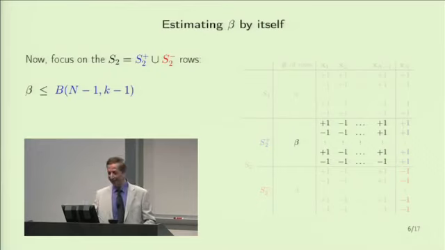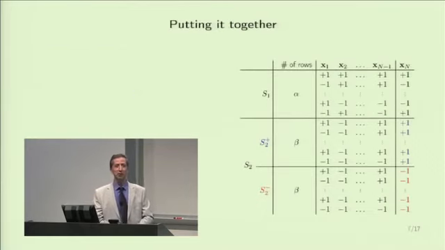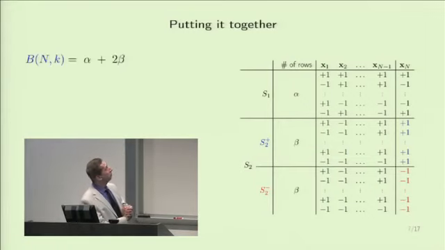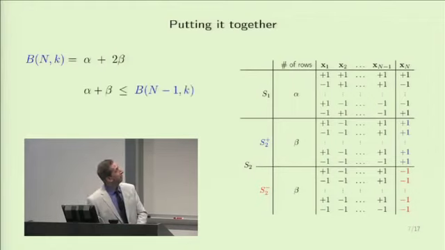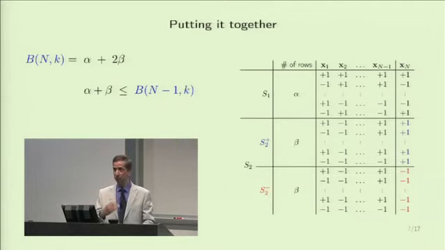Now we pull the rabbit out of the hat. You put it together. What do we have? This is the full matrix. The first item was just calling things names. The number of rows in the big matrix is B of n and k by definition, by construction. I organized it such that there is alpha and there is beta and there is another beta. So this is the first result I got, which is B of n and k equals alpha plus 2 beta. What else did I get? I got that alpha plus beta is at most B of n minus 1 and k. That was the first slide of the analysis. We have seen that.